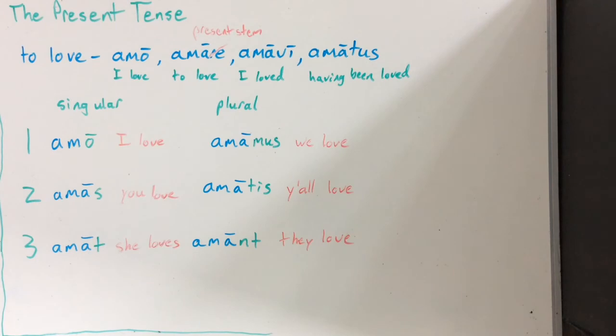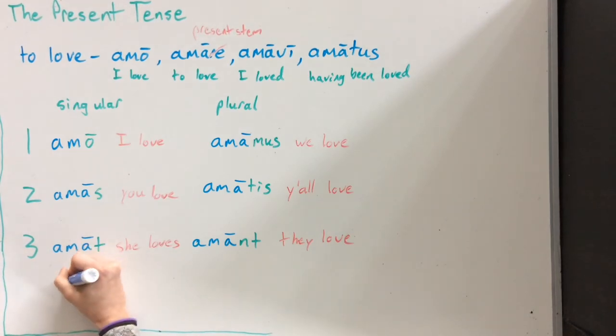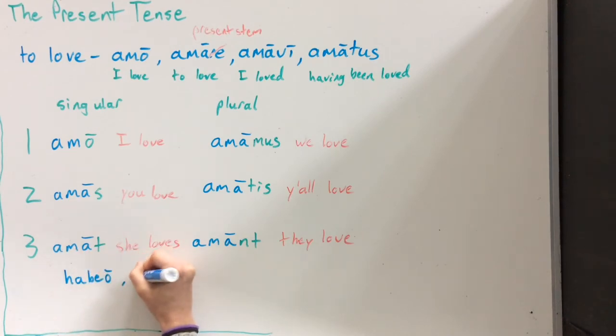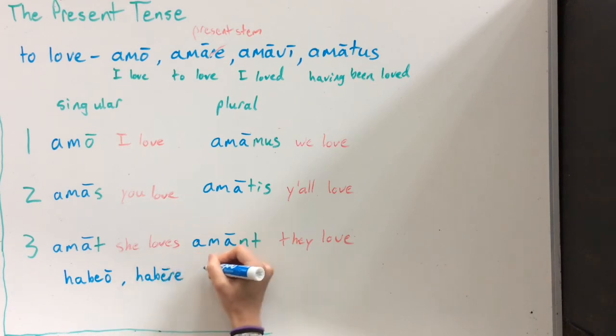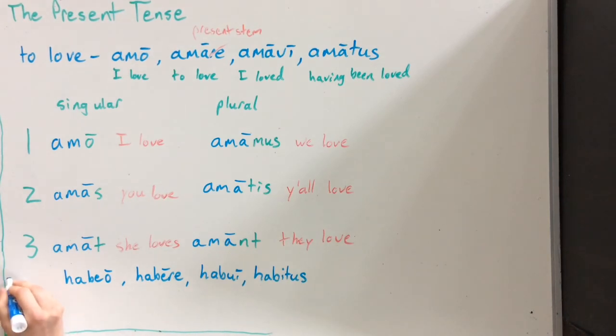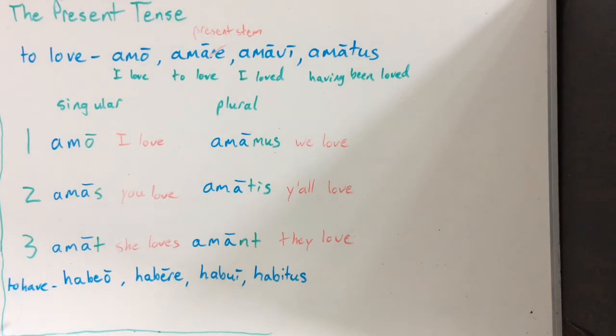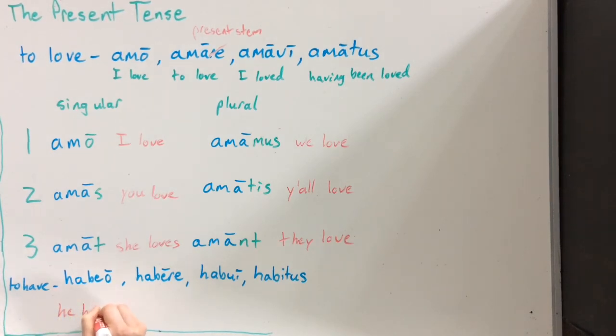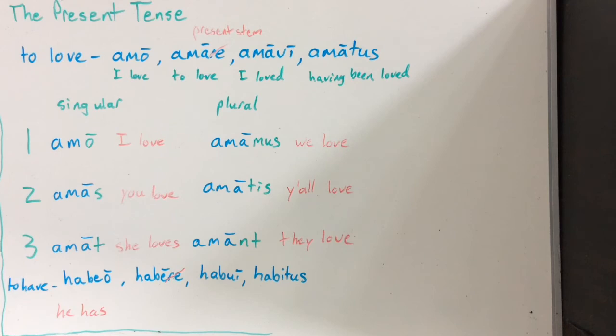All right, let's do one last example. If we were using the verb habeo, habere, habui, habitus, which means to have, and we wanted to express it in the third person singular, which would be he has, we would go to the second principal part and remove the RE to get our present stem, habe, and then go to our third person singular ending, the T, habet.